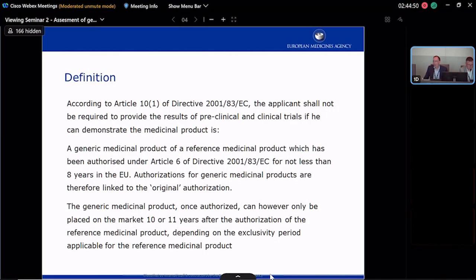As you can see, for the definition from the quality viewpoint, the only common things between a generic and a reference medicinal product are that they need to have the same active substance, quantitative and qualitative, and the same pharmaceutical form. The rest can be different: excipients, different manufacturing process of the active substance and finished product, therefore different use of reagents, and different specifications.